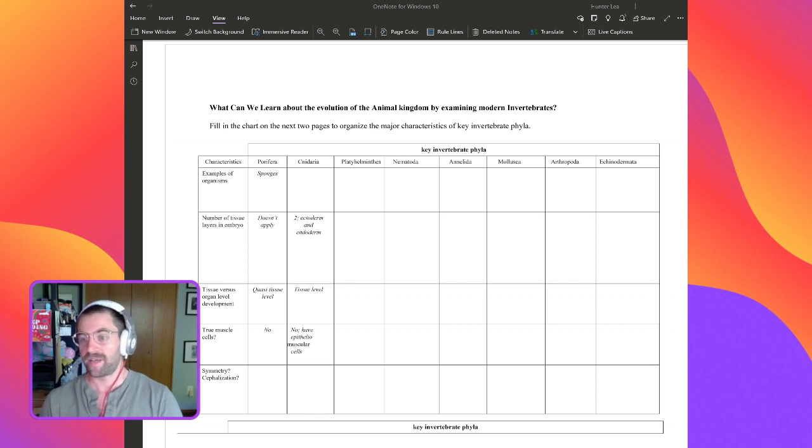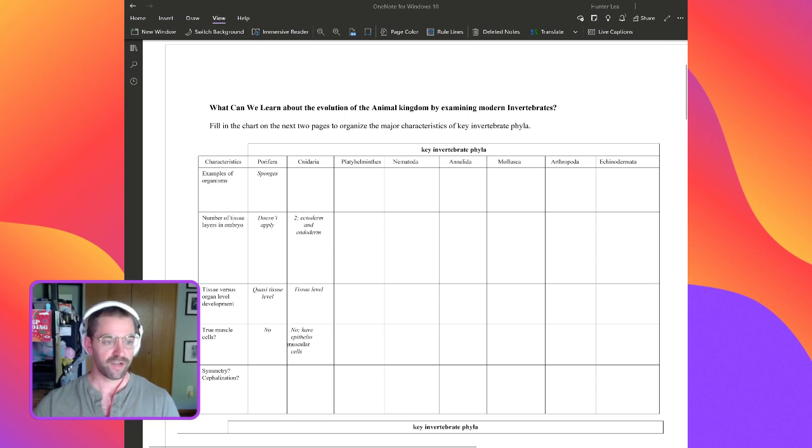Animal Evolution. We'll be looking mostly at invertebrates today, but these are really important touchstone phyla in helping us understand how animal evolution progressed towards increasing complexity in life that we see today.